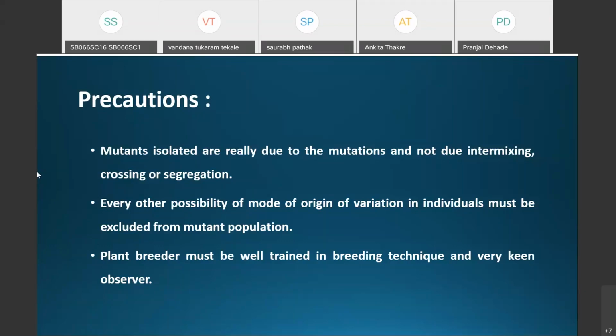Another important thing is that to complete the process and to carry out all the field practice, the plant breeder must be well trained in the breeding technique, and he must be a very keen observer, so that he can pick up the slightest deviation in the treated population and include his selection for the further investigation. So we are saying that the plant breeder must be well trained in the breeding technique and must be a very keen observer.